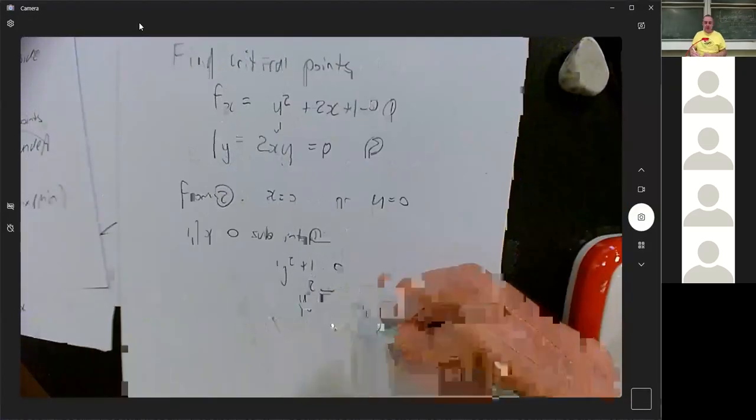So from number 1, I've got y squared plus 2x minus 1 minus x lambda equals 0. And from the other one, I've got 2xy equals 2y lambda. So maybe I should do what I did last time. I think it works. I multiply this one by 2y and by x.